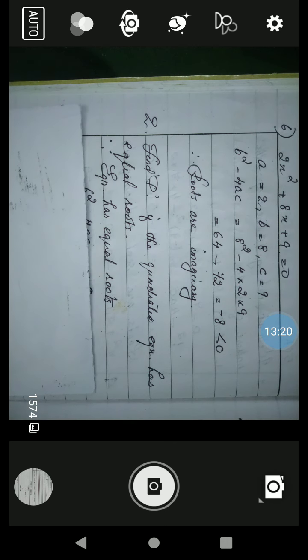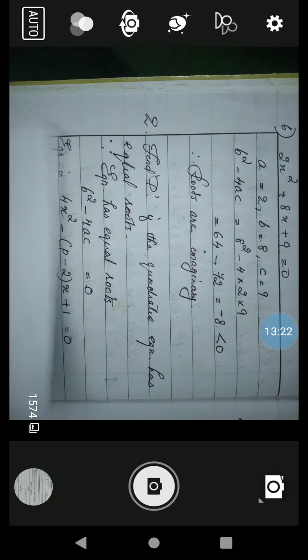And one more question. Next question is find p if the quadratic equation has equal roots. First you have to think, if the quadratic equation has equal roots, the discriminant is equal to 0. That means b square minus 4ac is equal to 0. So where is the equation? You can see the equation.